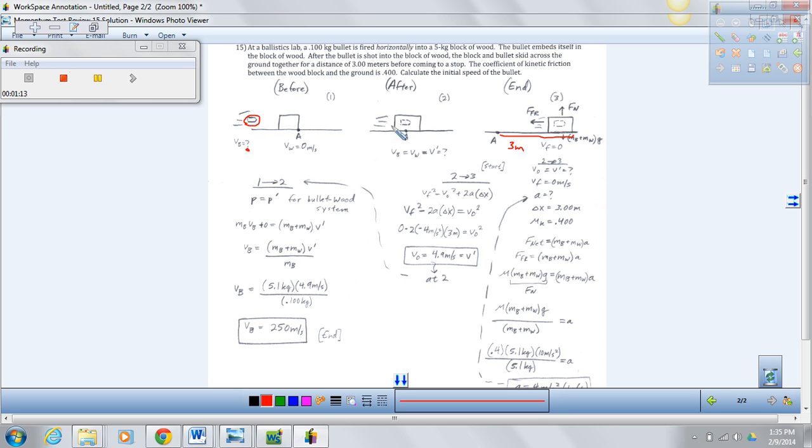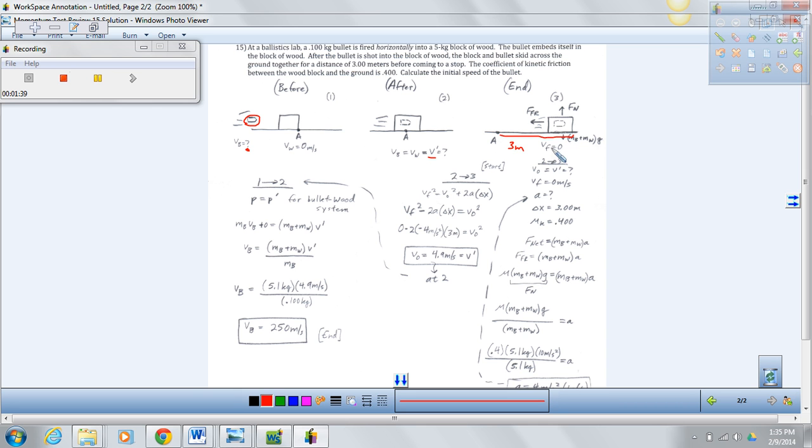Then the two collide and they start to skid afterwards. Notice how I put point A at the back corner of the block so that you could see that these two are moving. They move past point A. At this point, the bullet and the wood are both moving at the same speed, which I called V prime. And then after that, they skid for some distance of 3 meters. I drew the 3 meters as being a little bit past where my block is right now because I wanted to make it so that friction was still acting on this.